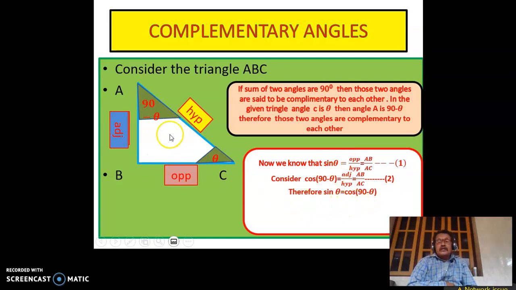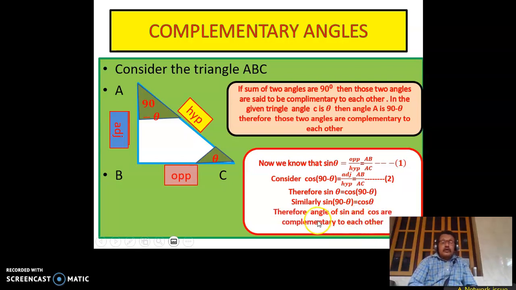Sin theta equals opposite by hypotenuse, and cos 90 minus theta is adjacent by hypotenuse, but in this triangle they are the same. Therefore sin theta equals cos 90 minus theta. Similarly, sin 90 minus theta equals cos theta. So sin and cos are complementary to each other: sin 90 minus theta is cos theta, cos 90 minus theta is sin theta.